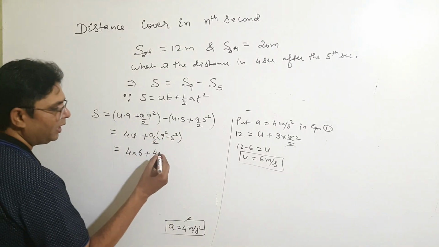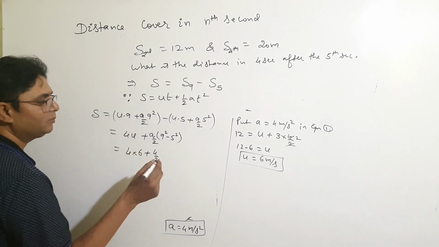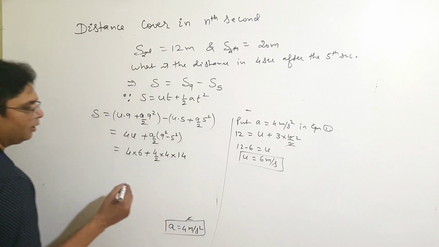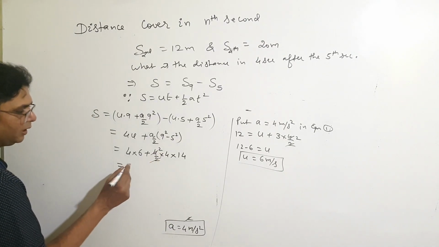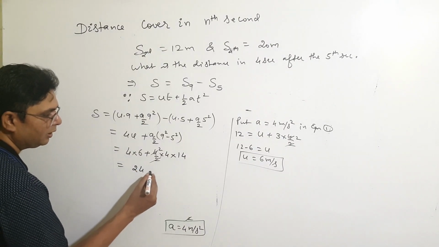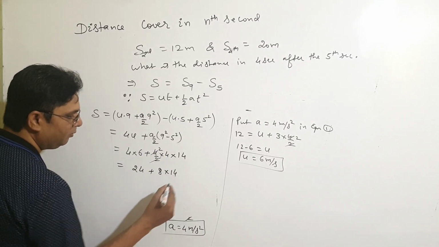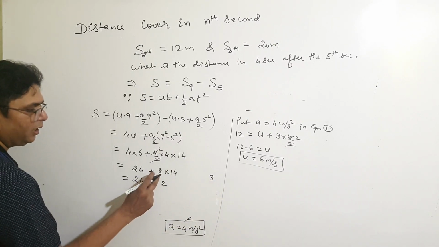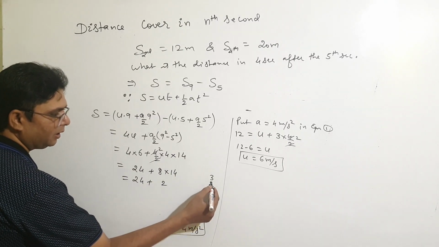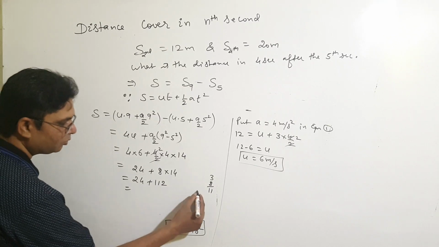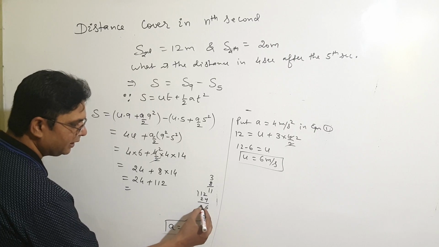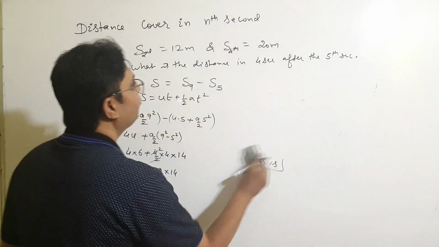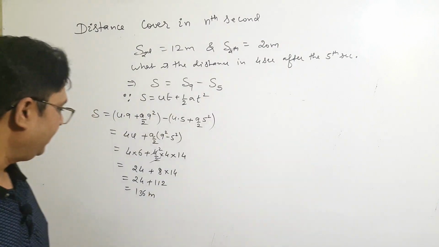So this is a square minus b square, which is (a minus b) into (a plus b). So 9 minus 5 is 4, and 9 plus 5 is 14. Now cancel this, this is 2 here. So 4 into 6 is 24. Here 4 by 2 is 2, into 14 is 28, so 2 into 14 is 28, 24 plus 28... adding gives the answer 136 meter. So the distance covered in 4 seconds after the 5 seconds completed is 136 meter.